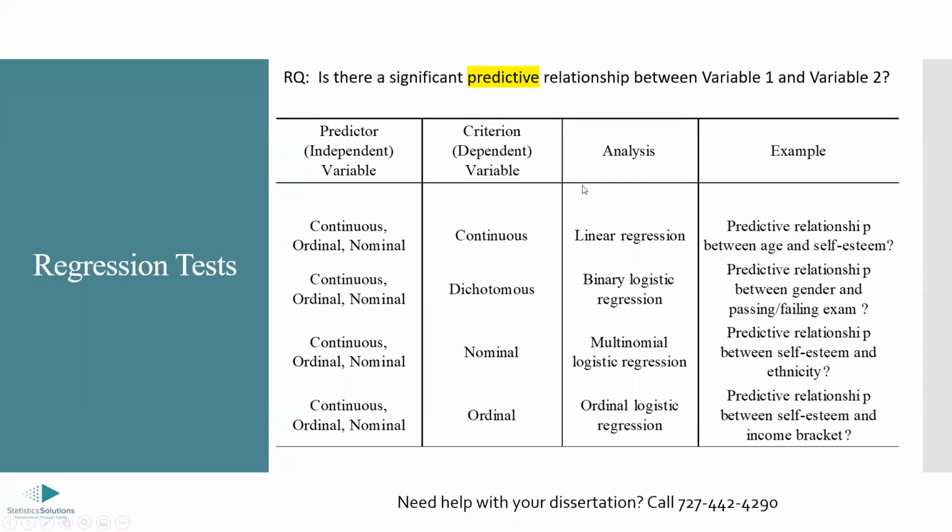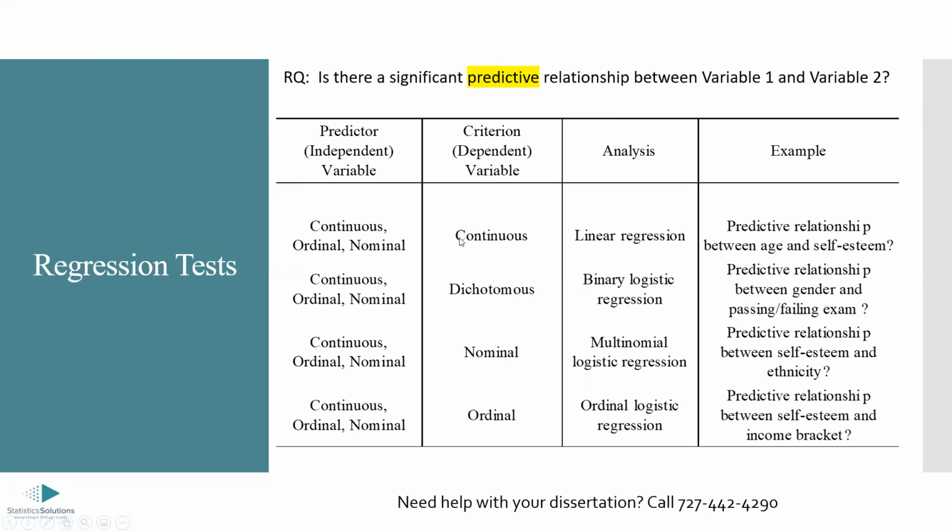So all of these are going to be regressions on this slide, and the choice of which regression to use is 100% dependent on what your criterion variable is. So how is your dependent variable being measured? As you can see, it doesn't matter what type of measurement your predictor variable is using. You can have continuous, ordinal, or nominal variables, and you can have multiple predictors as well. But you need to have one variable for your criterion variable.